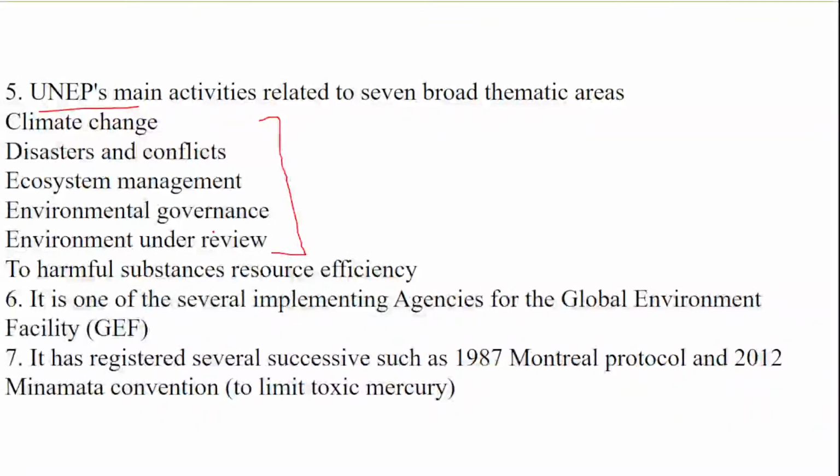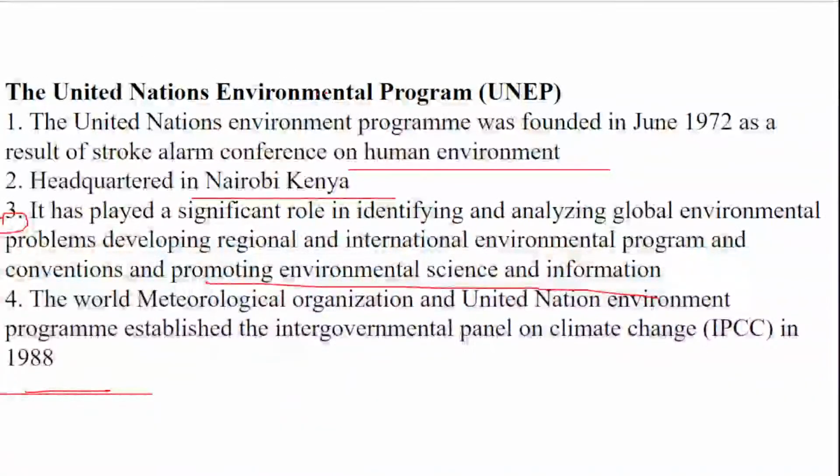And yes, there are several implementing agencies for the global environment. It has registered several successes, such as the Montreal Protocol, that is 1987, and the Minamata Convention, that is in 2012. So it has registered success in the form of the Montreal Protocol and success in the form of the Minamata Convention. That falls under what? The United Nations Environment Programme. So this has two achievements, as I said, the Minamata Convention and the Montreal Protocol.